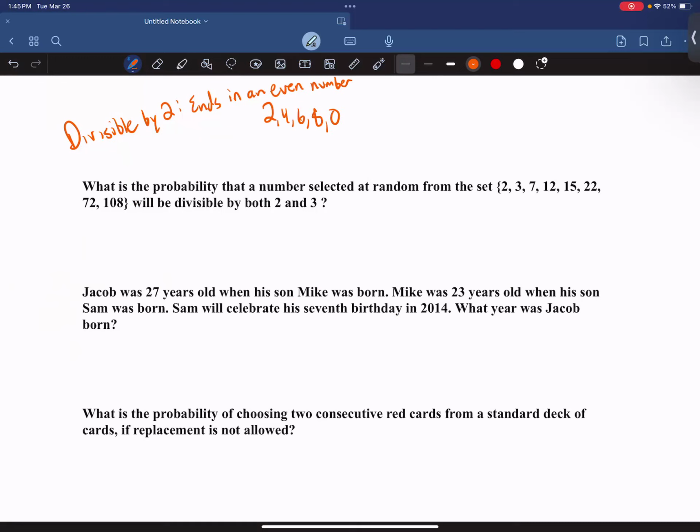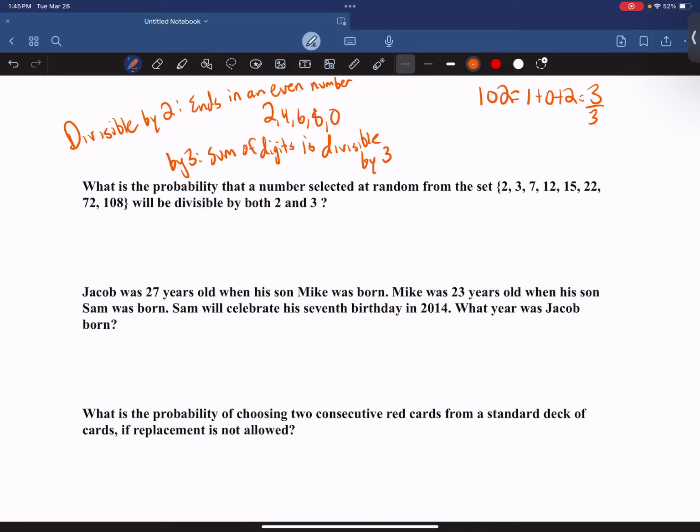What does it mean to be divisible by 3? Well, divisible by 3 means the sum of the digits is divisible by 3. An example of this is going to be 102, right? Well, 1 plus 0 plus 2 is 3. 3 can be divided by 3. Therefore, 102 is divisible by 3.